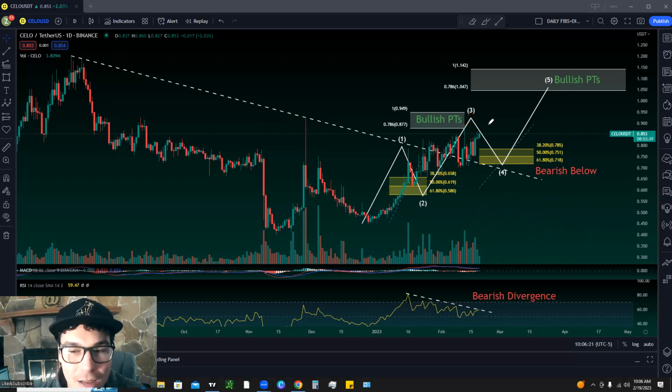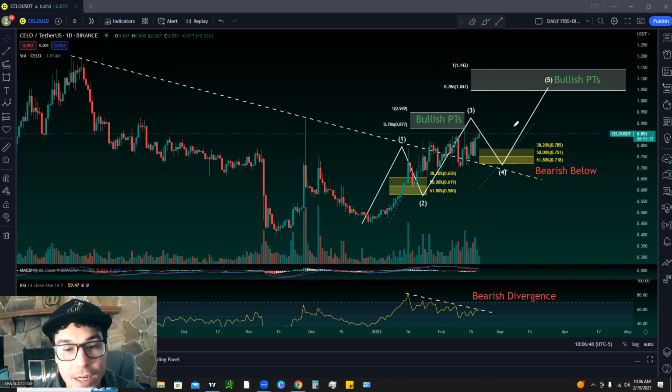If we do get any type of a pullback, we want to hold as of now above 0.718, 0.751, and 0.785. Those are going to be your three major retracement levels, and we could be bearish below those and possibly come down and break through those and retest some of our previous lows. Now, if we continue to hold above those, that's where we have the chance to come up and hit our bullish price targets around 1.047 as well as 1.142.